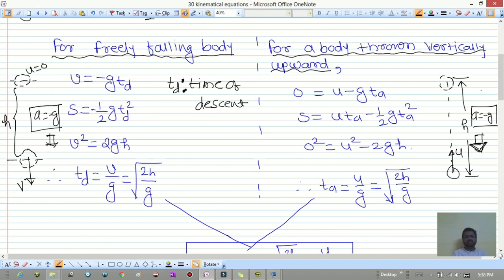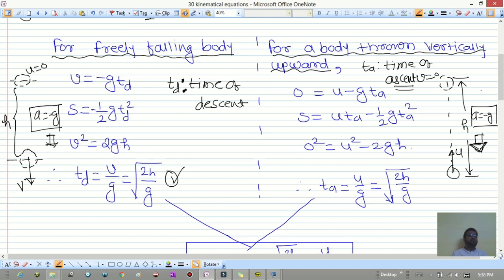Okay, so these are the expressions which we have. v is equal to minus g into td, s is equal to minus 1 by 2 g into td squared, v square is equal to 2g into h. So from this we can have the time of descent as v by g, which is equal to root of 2h by g. Likewise, if a body is thrown vertically upward, at the topmost point velocity will become 0. At this point we have the maximum height. So 0 is equal to u minus g into ta, where ta is the time of ascent.